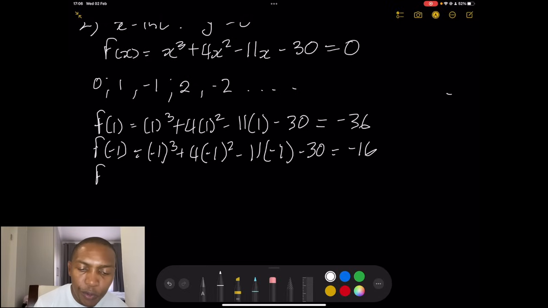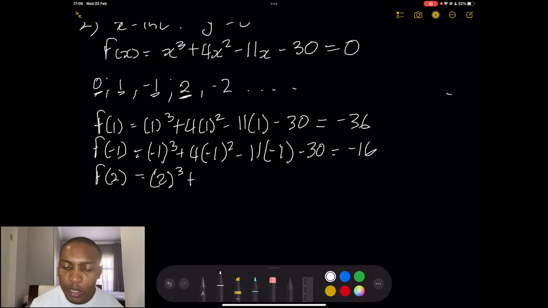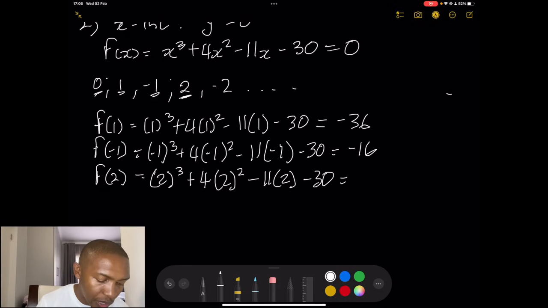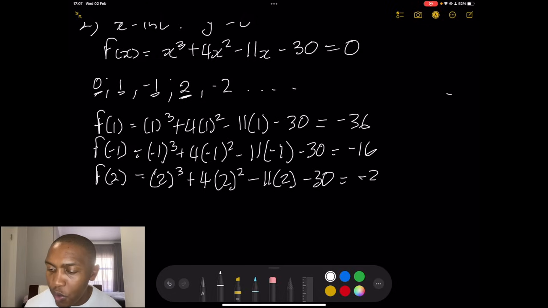And then let's say f of 2. I've tried, this one doesn't work, this one doesn't work, and now we are trying 2. So that's 2 cubed plus 4 times 2 squared minus 11 times 2 minus 30. Let's do that. I get a number, I get minus 28. So that means it doesn't work.